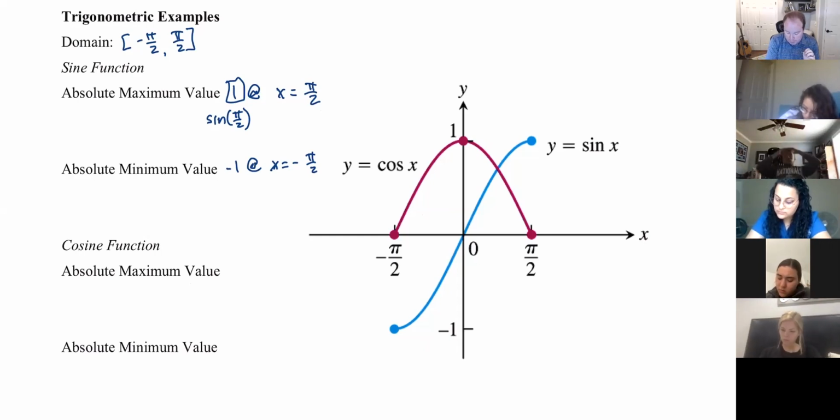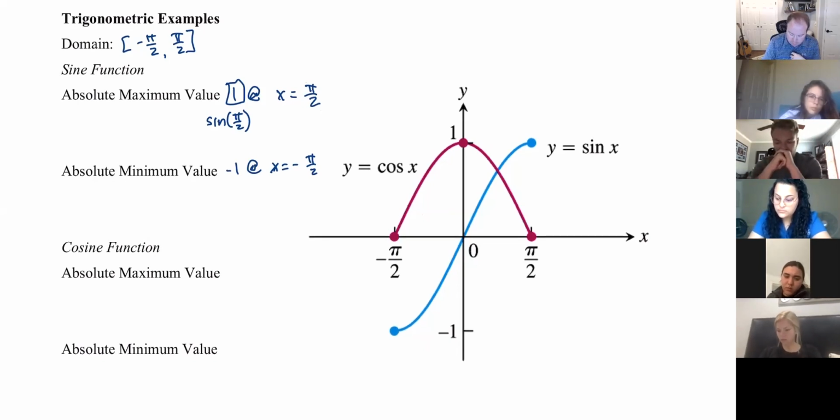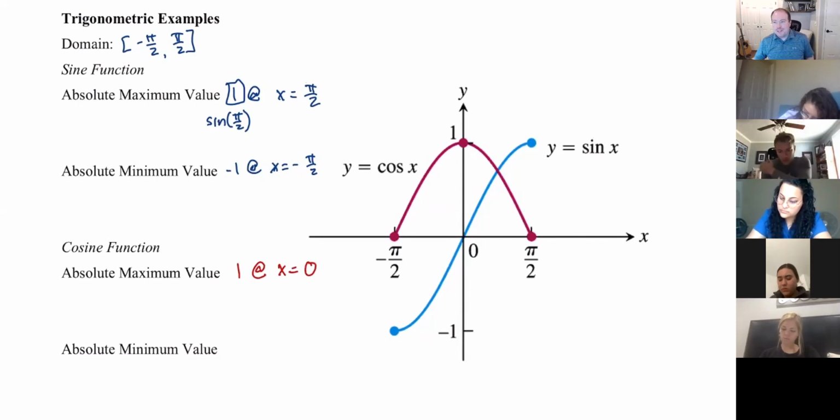So the absolute maximum value, does anyone think they know that one? 1. It's indeed going to be 1. That's going to be at x equals what? 0. At x equals 0. I like the interaction, so by all means, if you would like to turn on the mic, it helps me know what to explain.